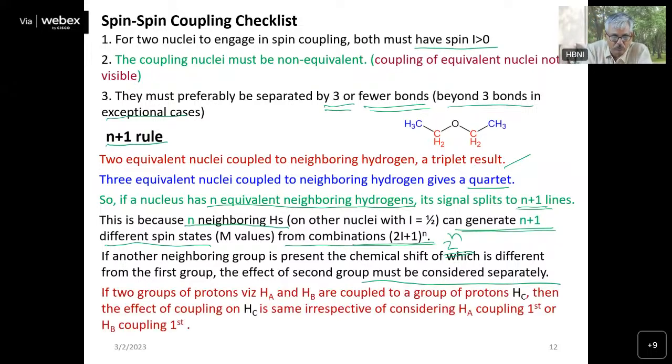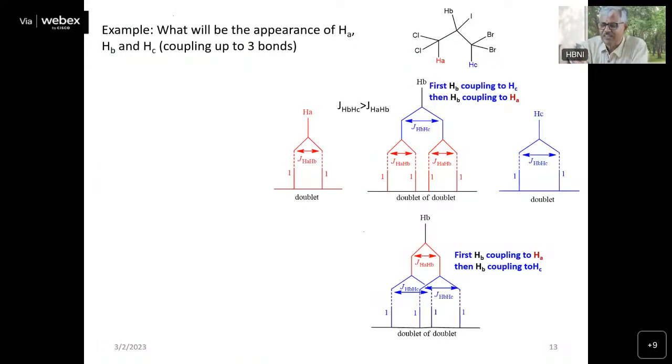For example, I have shown you here, if 2 groups of protons like HA and HB are coupled to a group of proton HC, where HA and HB are of different groups and have different chemical shifts, then the effect of coupling on HC is the same irrespective of considering HA coupling first or HB coupling first. You have to take them as separately coupling, but you can first show the coupling with HA and then HB, or you show first HB and then HA. I will show you with one example. The example is right here.